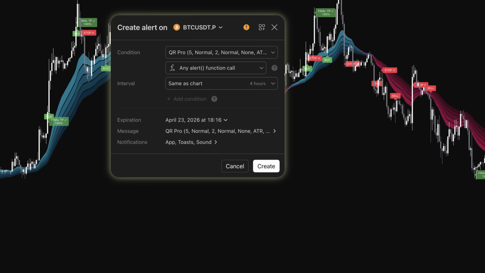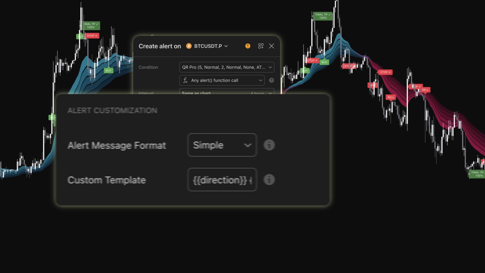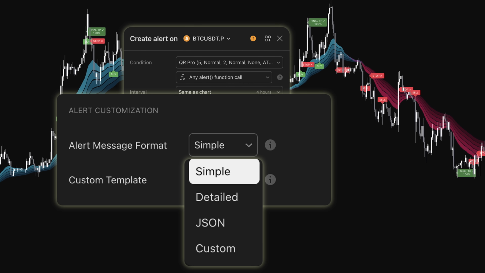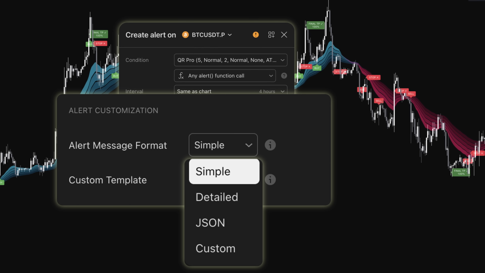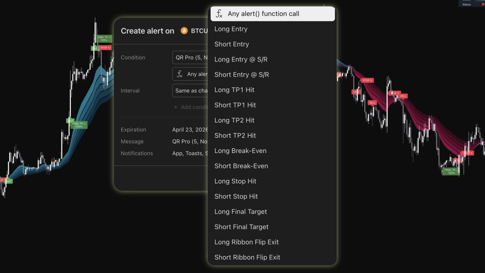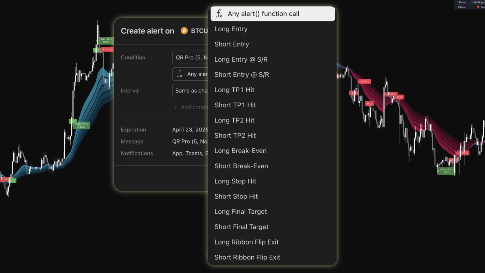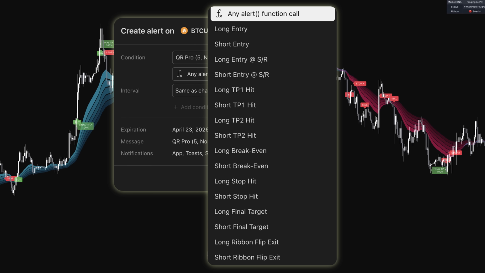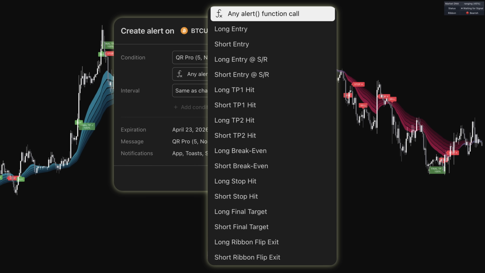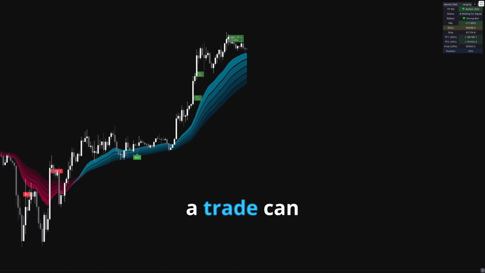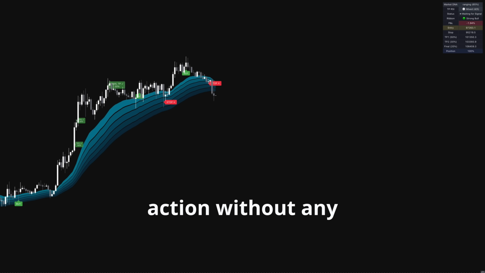The alert system reflects a level of development that free tools rarely invest in. Alerts fire once per trade event, are direction-aware, and support 4 message formats, including JSON webhook output for automated bot integration. Entry signals, each partial take-profit stage, break-even movement, stop loss, final target, and ribbon flip exits each have their own dedicated alert condition. For traders running automated strategies or bots, that granularity means every stage of a trade can trigger a precise action without any manual intervention.